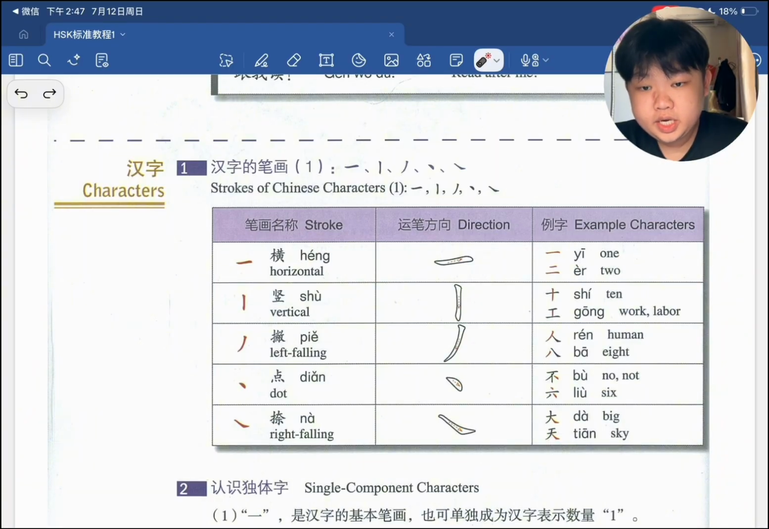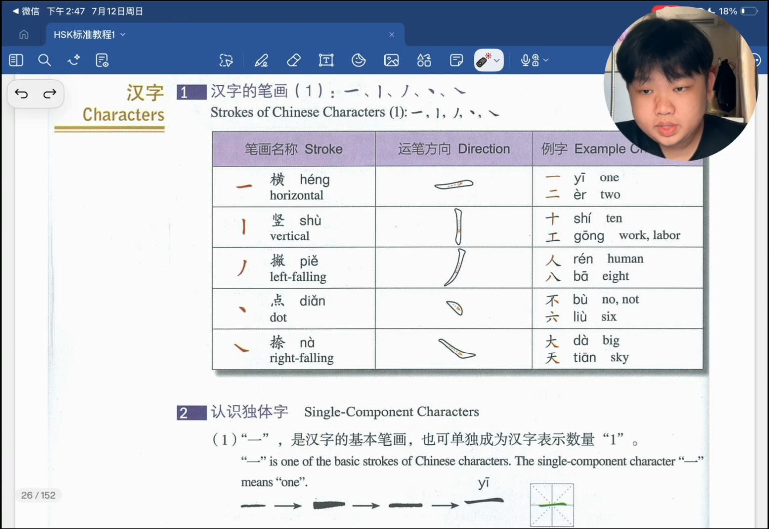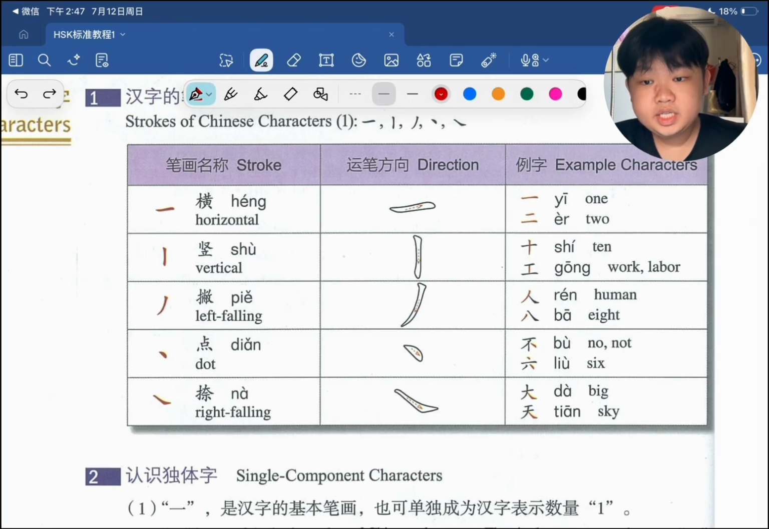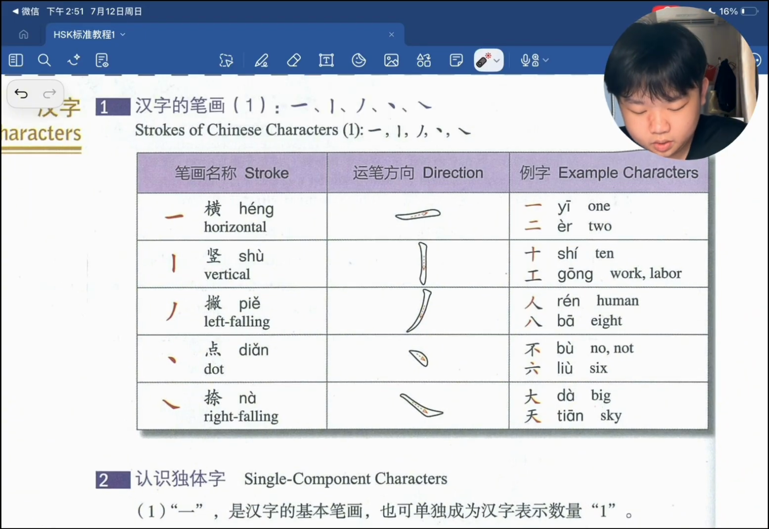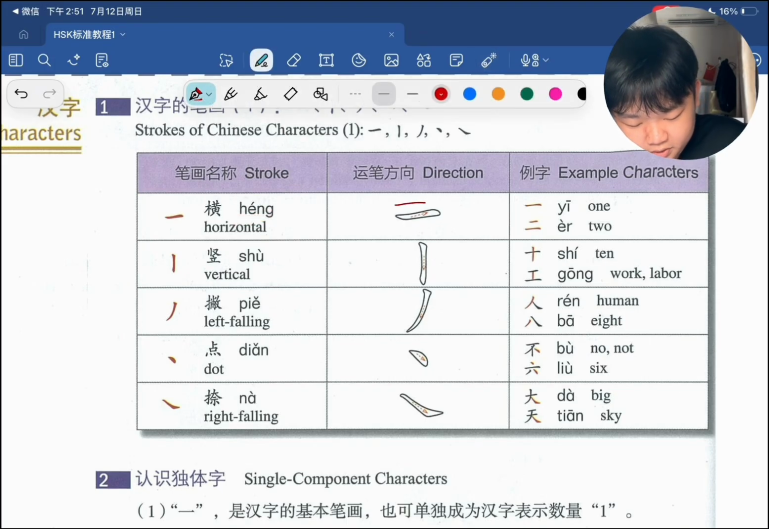Next, let's move on to the Chinese character section. First, we need to learn the basic strokes and their stroke orders. Chinese characters are made of basic lines called strokes. In lesson 1, let's learn 5 strokes. The first one is horizontal. It's called heng. The direction is from left to right.